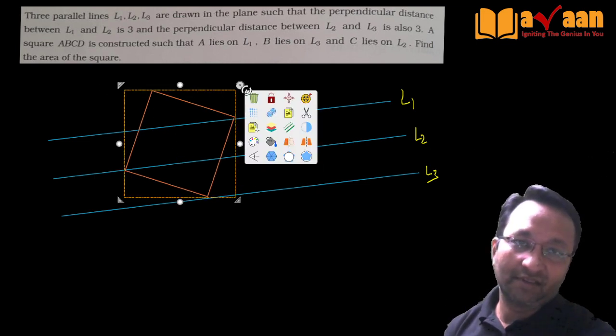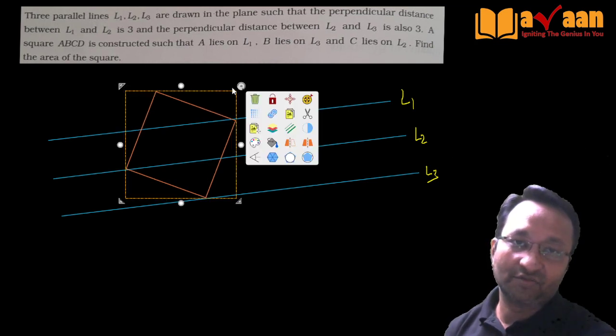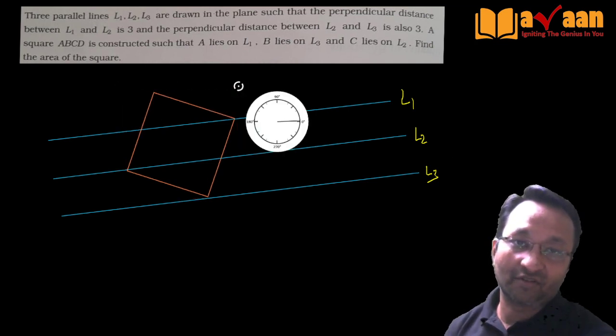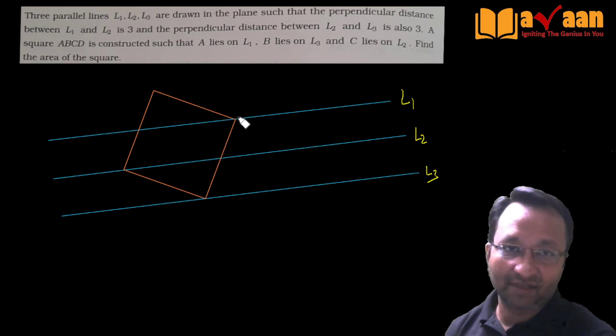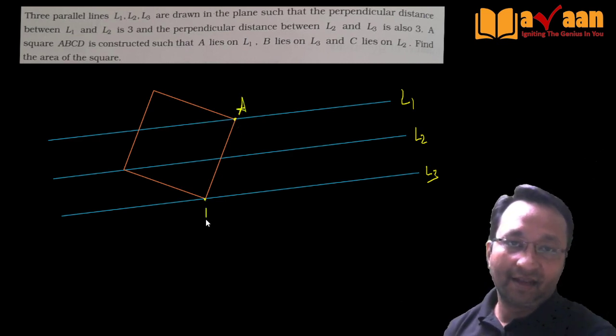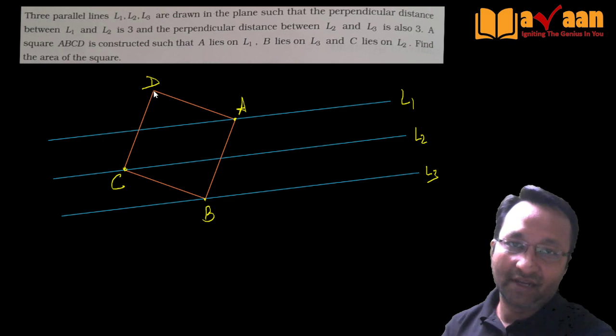So while working with the problem in the exam, you are not supposed to use anything, you are just using a representative diagram. But geometry is all about observing what has happened. So this basically comes with a smart observation. So let us take something like this. A lies on L1, B lies on L3, C lies on L2, and D is somewhere outside. We have to find the area of this square.